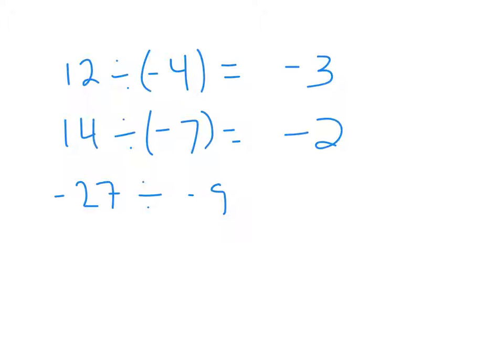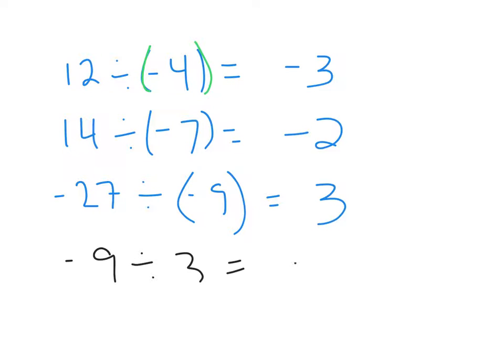We have -2. -27 divided by -9. Signs are the same. It's positive. The reason that you'll see me put these parentheses here is because I don't like those signs bunching up. -9 divided by 3 will give you -3. So check the website, and you'll have a few practice problems for homework.